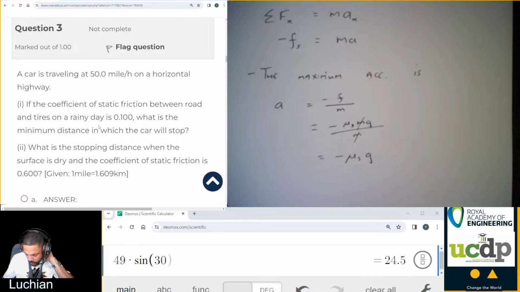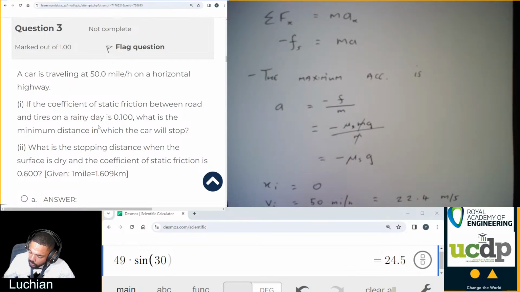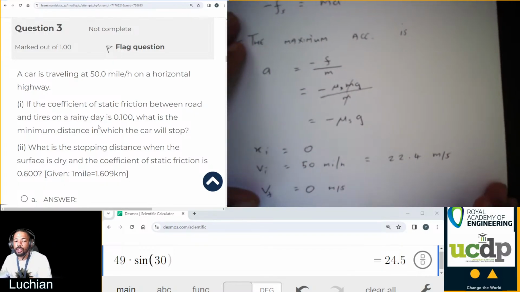Now the initial and final conditions are: the initial position x is 0, and the initial velocity is 50 miles an hour. I'm just going to go ahead and switch that to meters per second, 22.4 meters per second. Its final velocity, it comes to a stop, which means it's 0 meters per second.